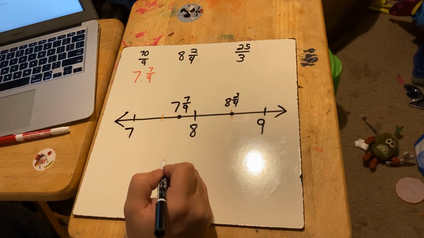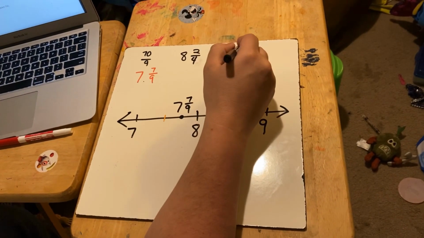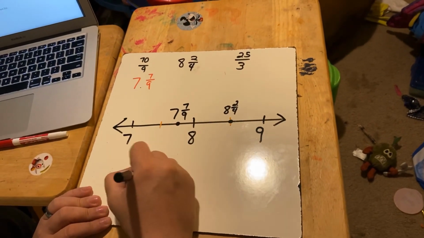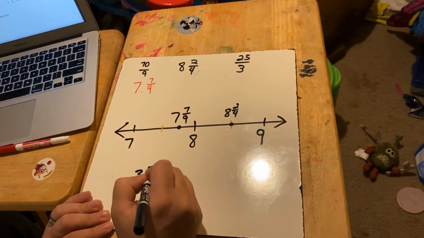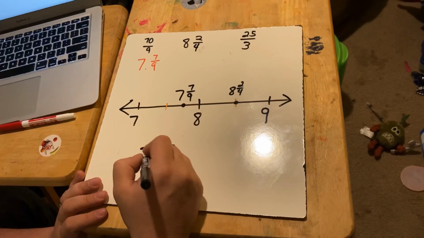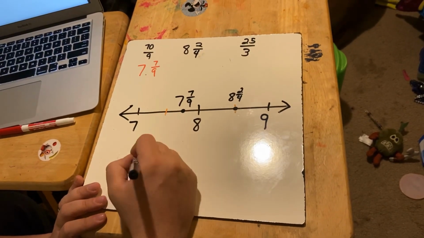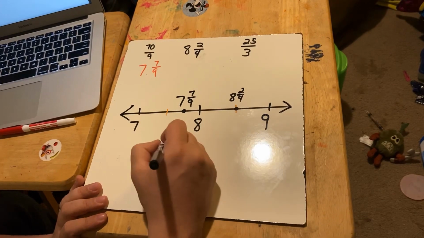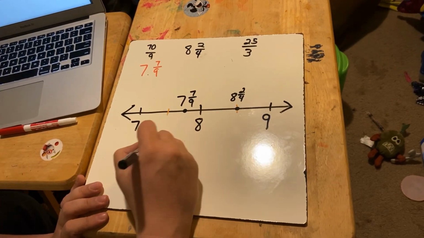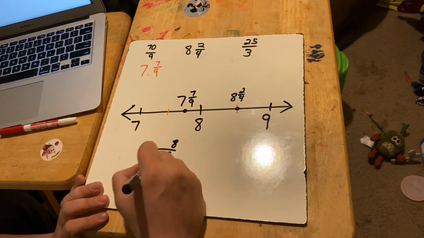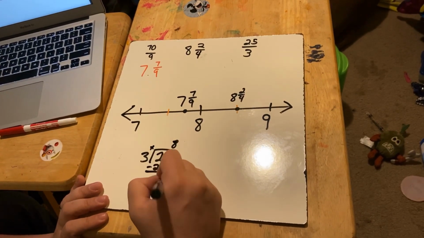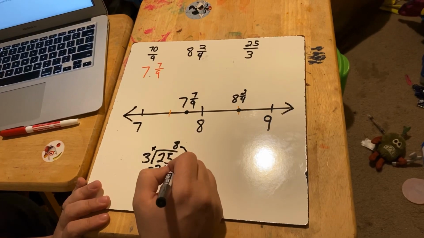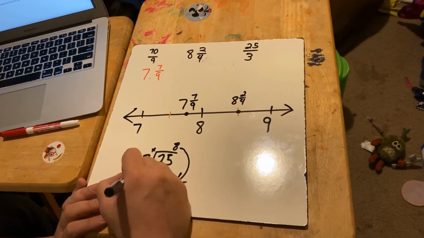And now finally, we come to our last one. Once again, use our cowboy method. 25 goes in the house. 3 goes outside, because there's my horse. And we're going to say, how many times will 3 go into 25? Well, 3 goes into 2 0 times, but 3 goes into 25 8 times. 8 times 3 is 24. 25 minus 24 is 1. 8's my whole number. 1's my numerator. 3's my denominator.